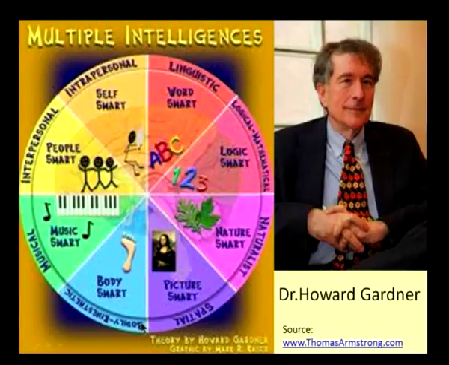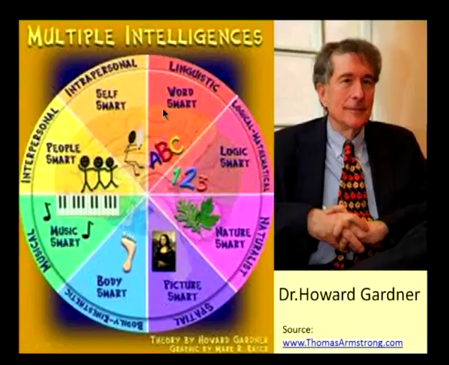You have the body, or it is body smart. You have the musical, that is music smart. You have the interpersonal skill, that is people smart. Intrapersonal, that is self smart. Each and everyone will have these 8 smartnesses. The level of intelligences will vary from individual to individual.